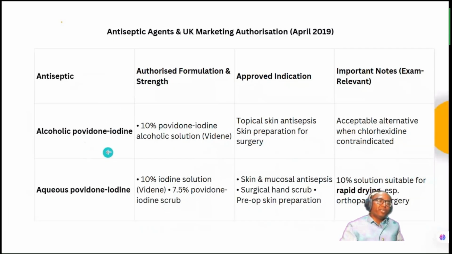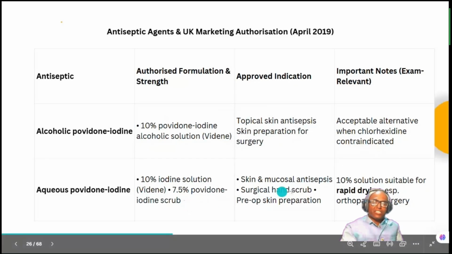Now coming to the povidone iodine. Povidone iodine, remember 10%. It comes in two strengths, 10% and 7.5%. First is alcohol based. 10% povidone iodine is for topical skin antisepsis, so we always prefer 10% povidone iodine. 7.5% is preferred for surgical hand scrub and preoperative skin preparation. So 7.5% is mainly for surgical hand scrub.